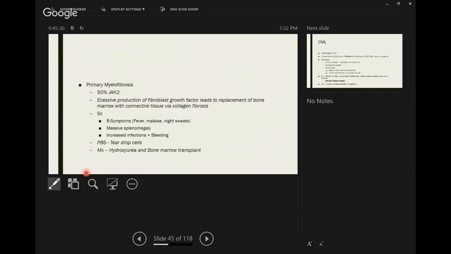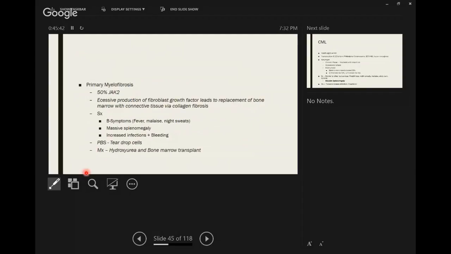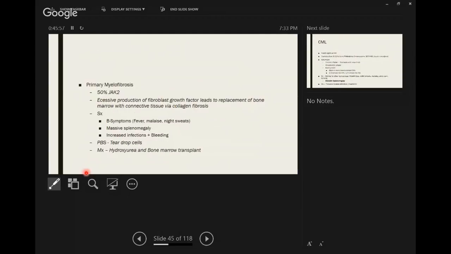That's because, like we saw for essential thrombocytosis and PRV, you want to decrease that over-creation of one specific cell lineage. And then bone marrow transplant. So eventually you just nuke their bone marrow and give them a new one. That's a refractory treatment. It's super dangerous.